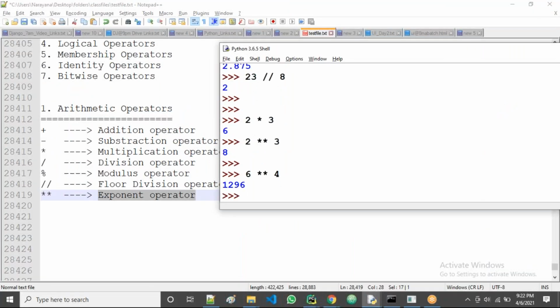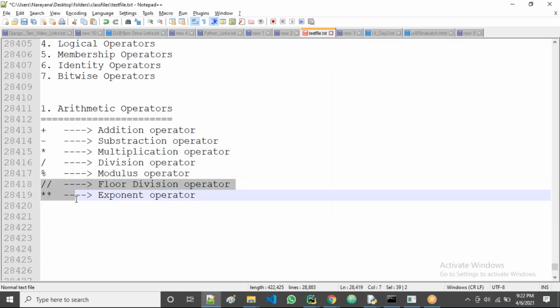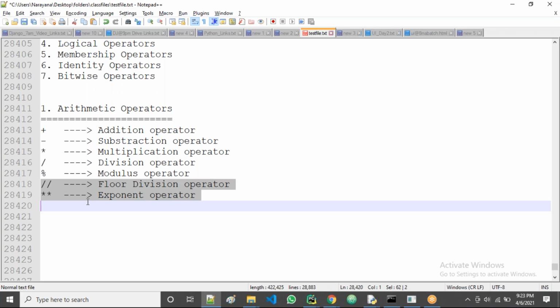1296. In the same case, I take 6 multiplication 4. Then how much now? Just one time, 6 into 4. Only one time, right? That's all. Now all of this is clear, right? So all these arithmetic operators are clear, guys. The float division, exponent, everybody's clear, right? All of you.